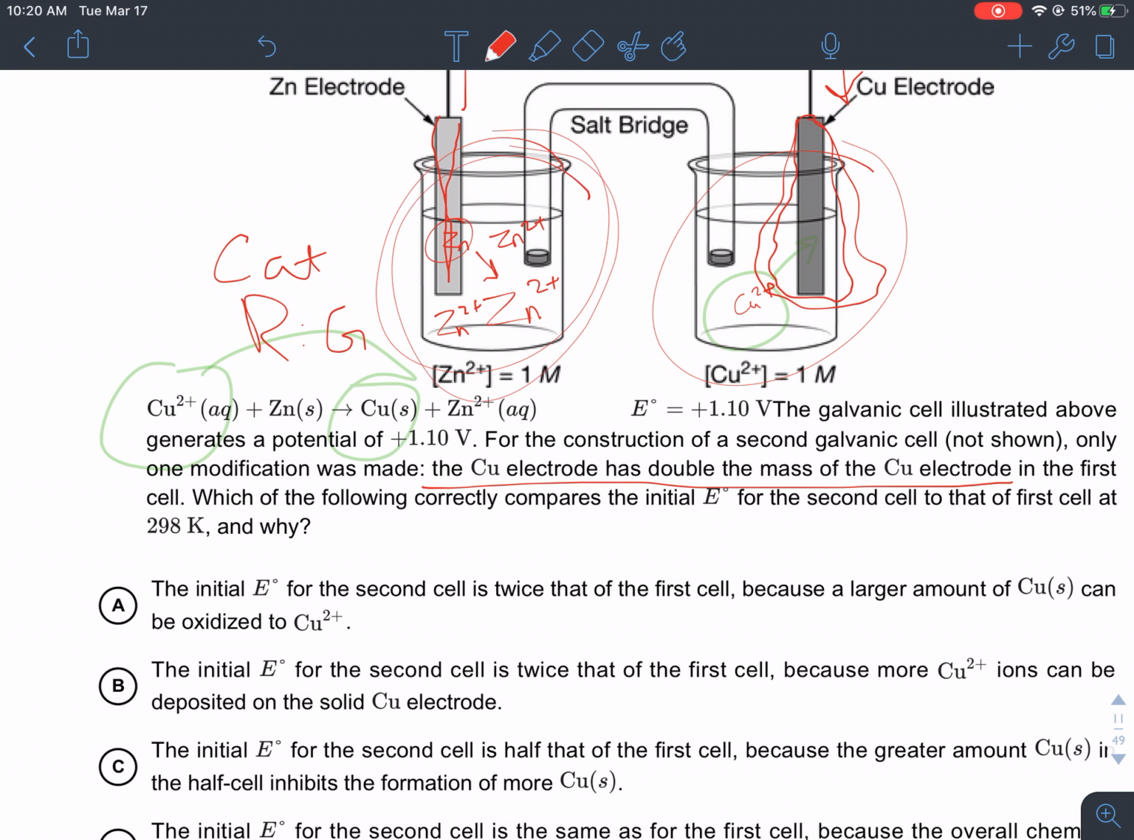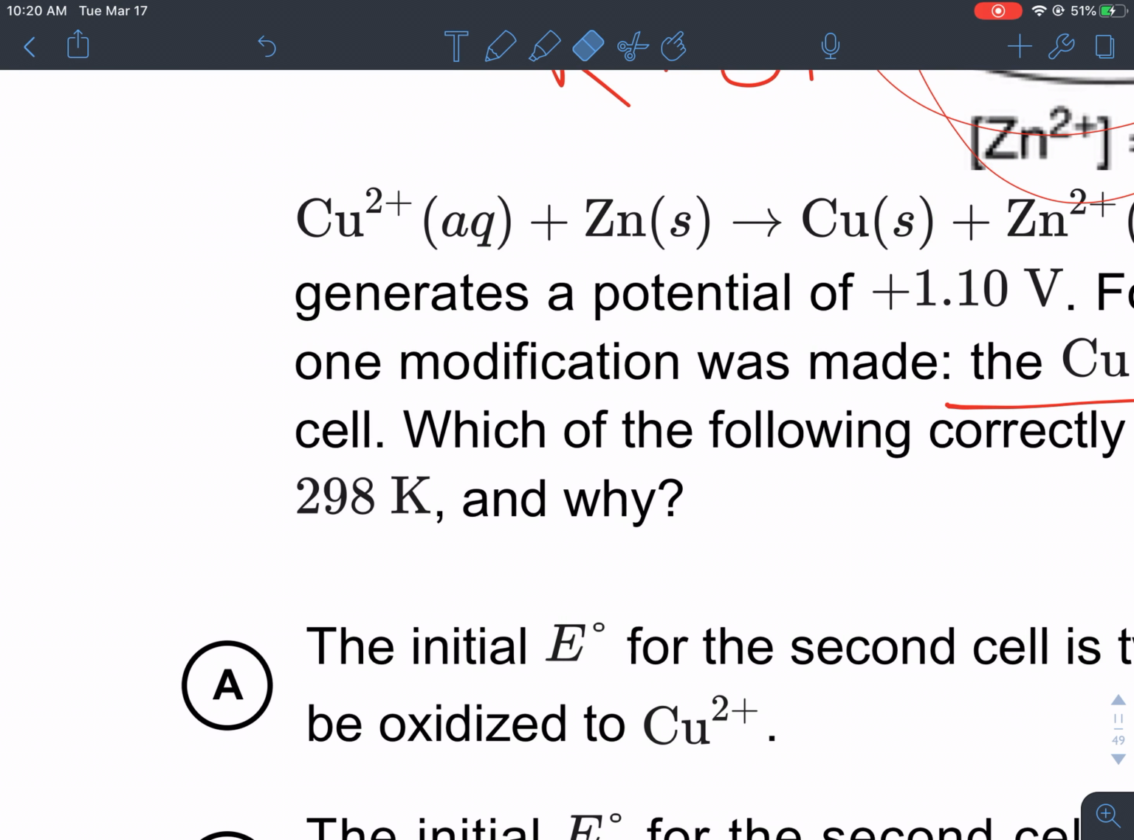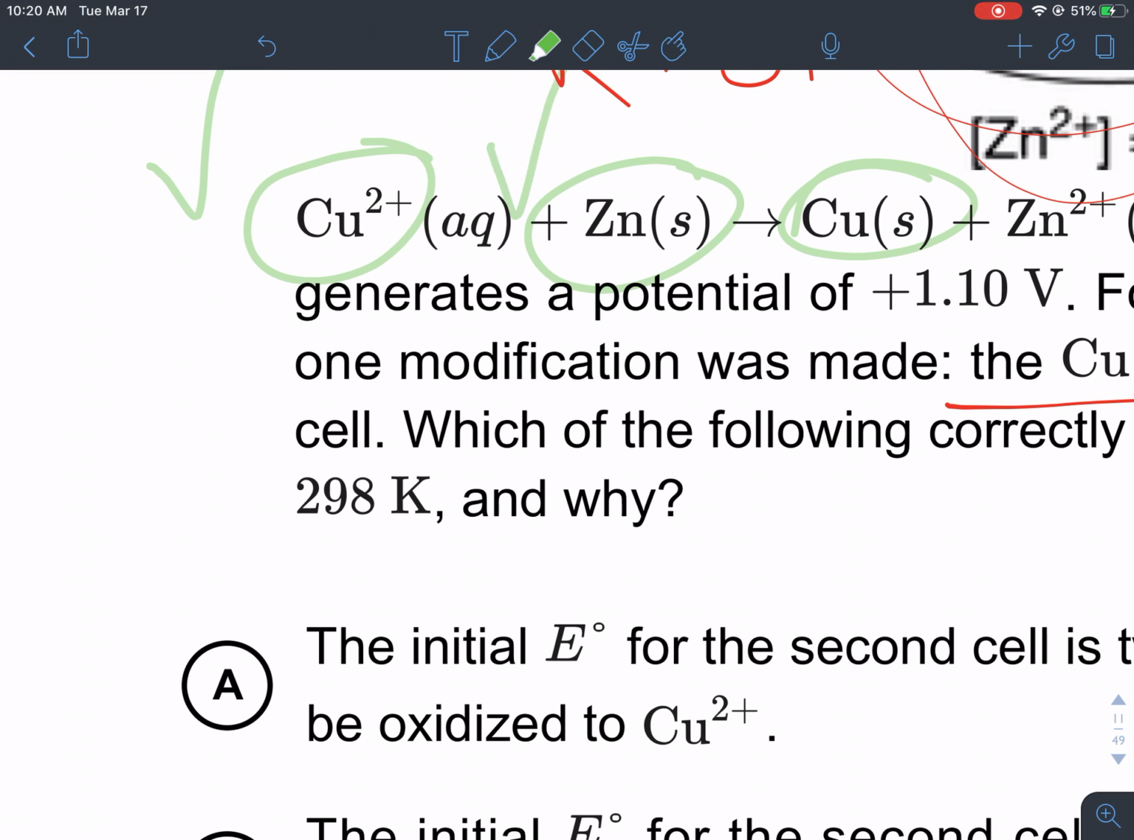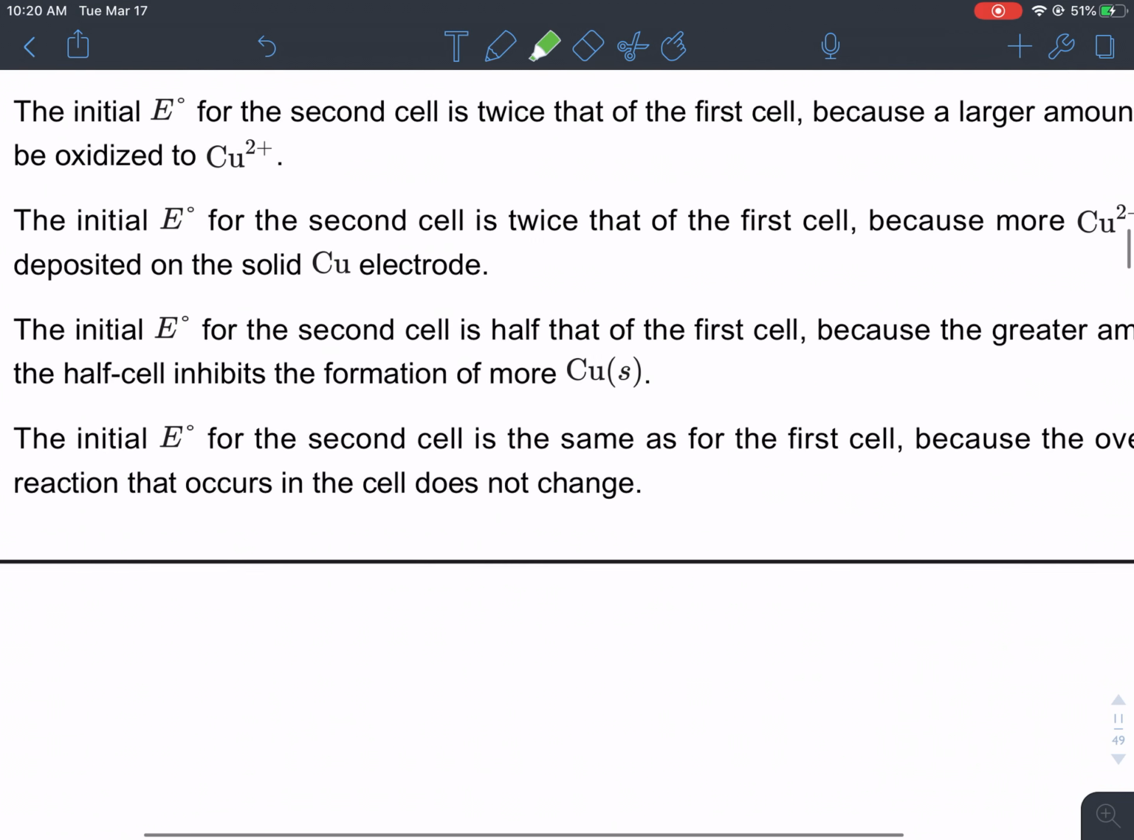The Zn is the limiting one. Just think of it in terms of reactants. The Cu is the product. So the two things that can limit this reaction are the Cu2+ and the Zn. Those two things can limit the reaction, but having more product is not going to limit whether this thing takes place. So the correct answer is D.